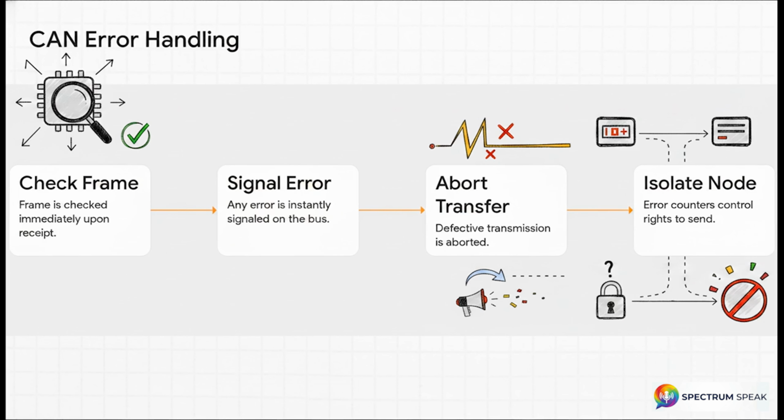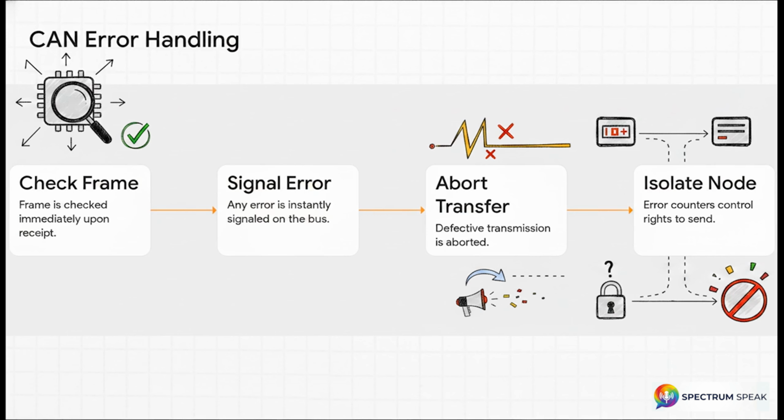Step 1, the absolute millisecond a frame is received, the receiving node checks it for errors using built-in math, like cyclical redundancy checks. Step 2, if an error is detected, it is flagged immediately on the bus. Step 3, this instantly triggers the defective transmission to abort right then and there, and a retransmission kicks off.